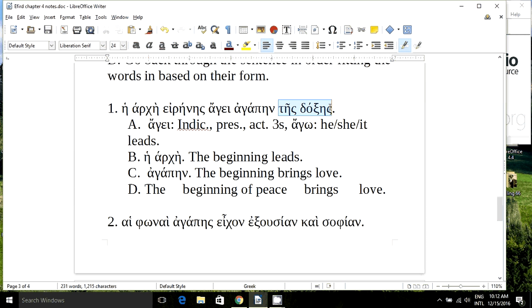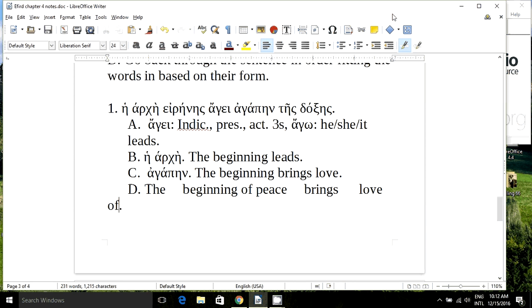So I'm going to translate with of. And it's got the word the. So that's what we'll start with. The beginning of peace brings love of the glory. Well, we don't use the in that way in English. We'd probably put the before the love. So the beginning of peace brings the love of glory. Like we said, they don't have to make sense, but that is in fact what that sentence means.